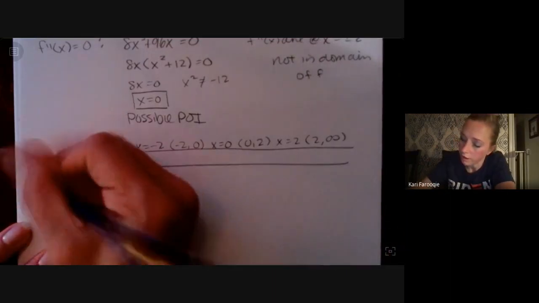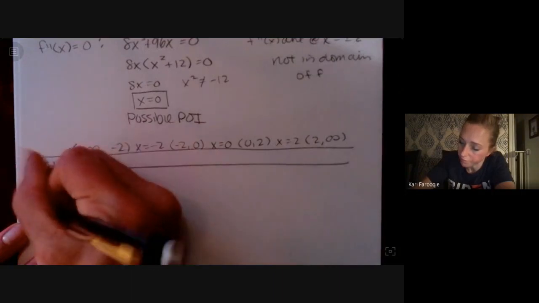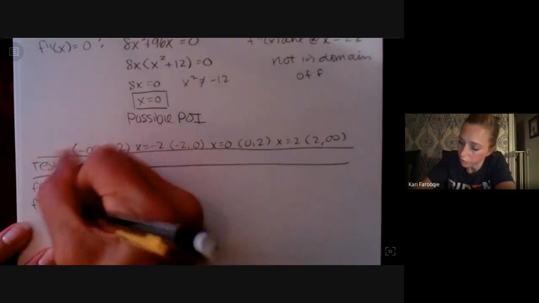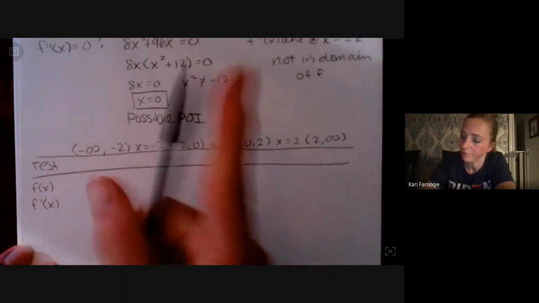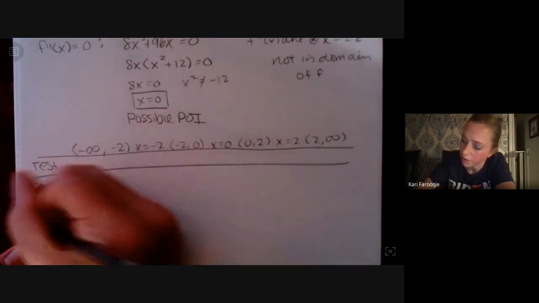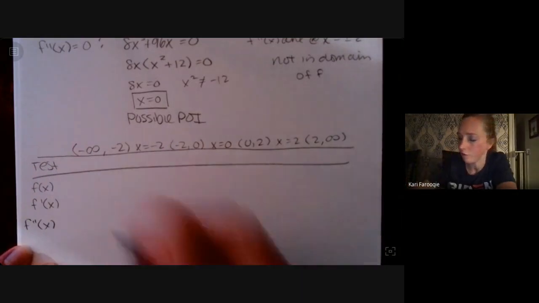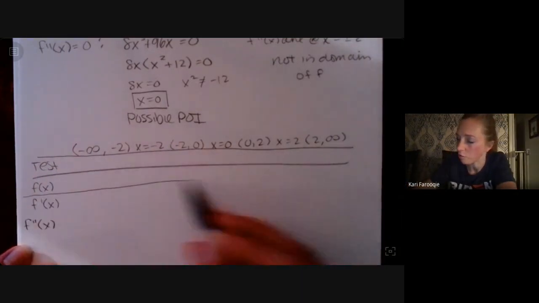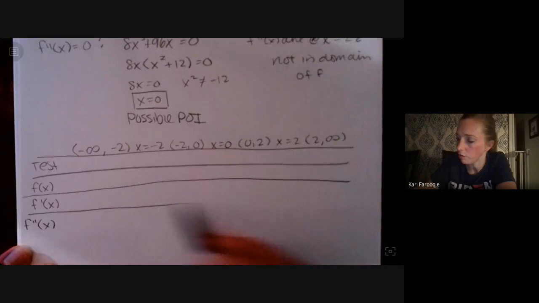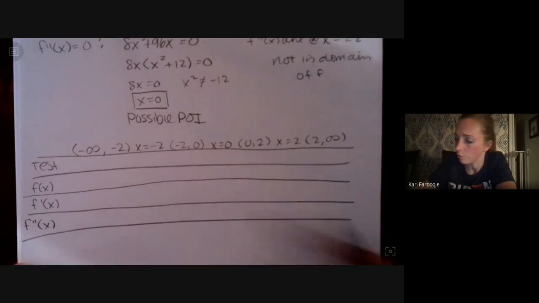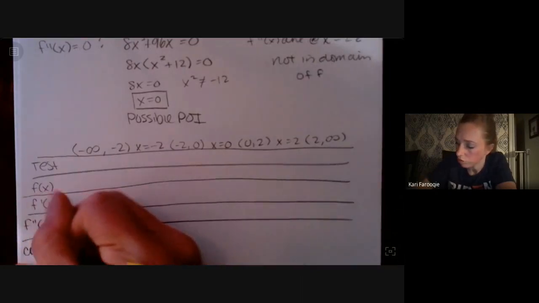I'm going to look at f of x, f prime of x. Okay, I know sometimes we say f prime of the test point, but I'll just simplify it to just f prime of x, and we'll just let x be whatever value at which we're evaluating the function. And then we're going to make our conclusions.